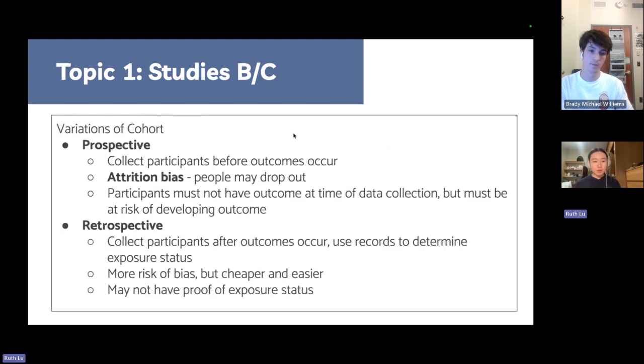There's a couple of variations of cohort. The two big ones are prospective and retrospective cohort studies. In a prospective cohort study, as it mentions, prospective means looking forward. So you collect the participants before the outcomes occur.